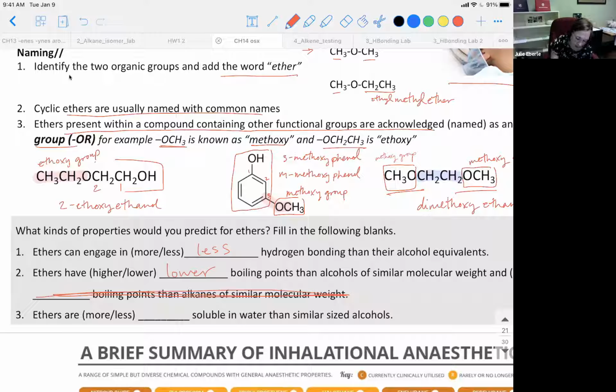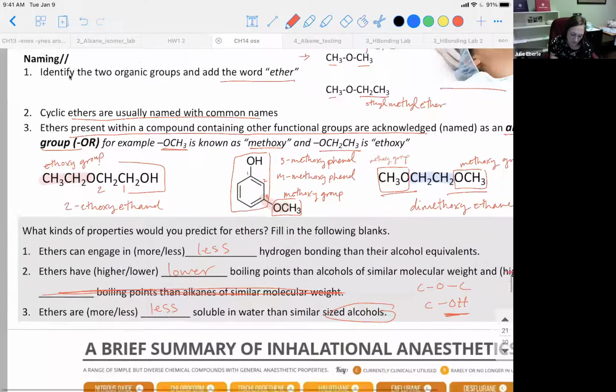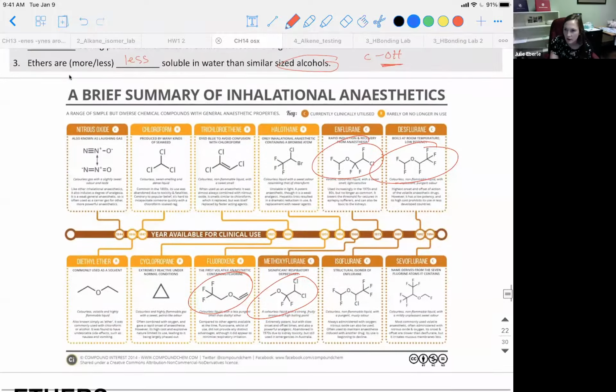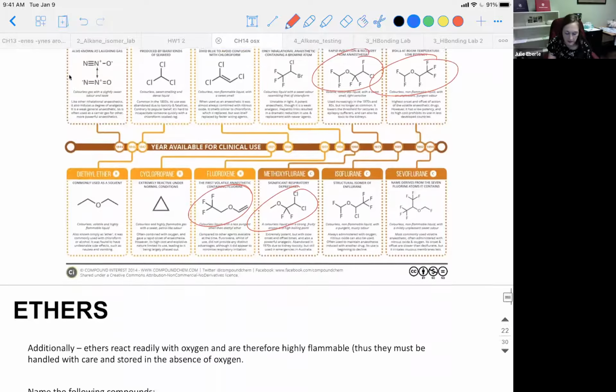Ethers are more or less soluble in water than similar sized alcohols. So we're just comparing them to alcohols. Alcohols are like some kind of carbon with an OH. This looks a whole lot more like water than this, right? So guess what? Ethers are less soluble. Okay, I'm gonna skip over this anesthetic slide. You don't have to know anything off this slide. It was kind of just to make a point about the whole anesthetics thing.